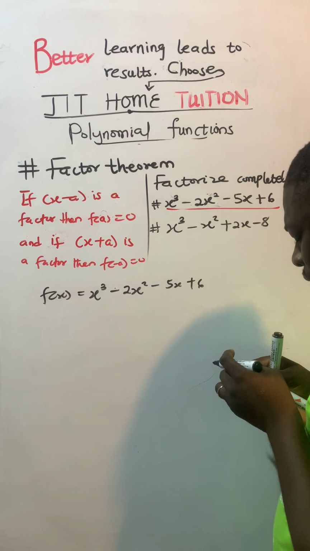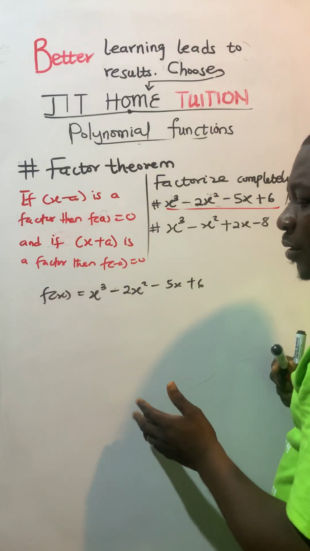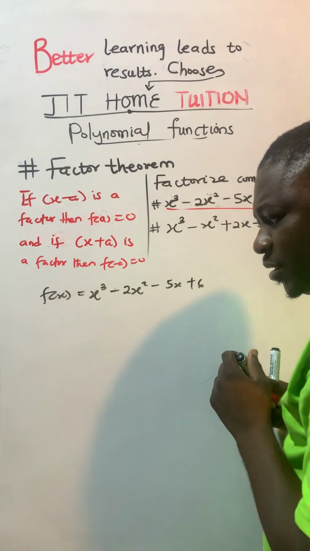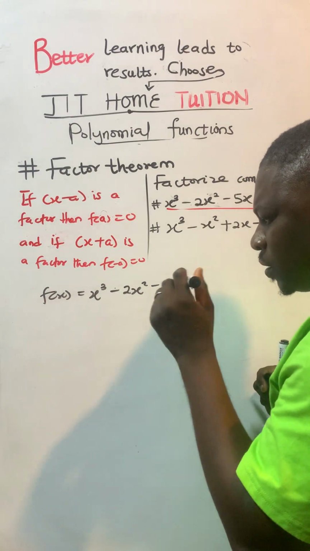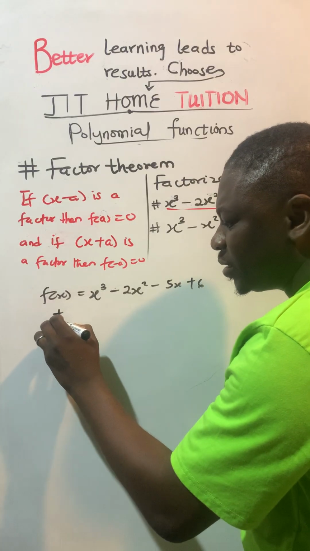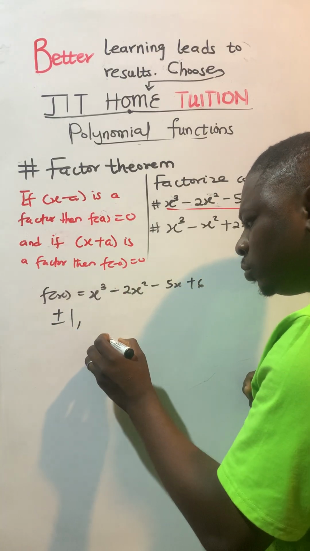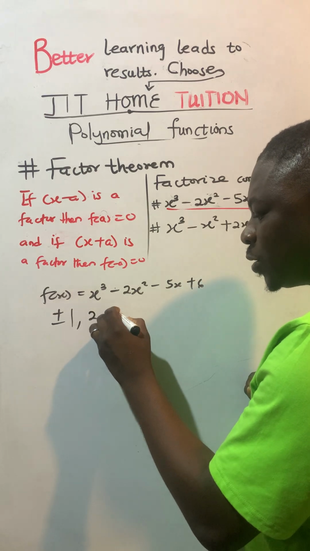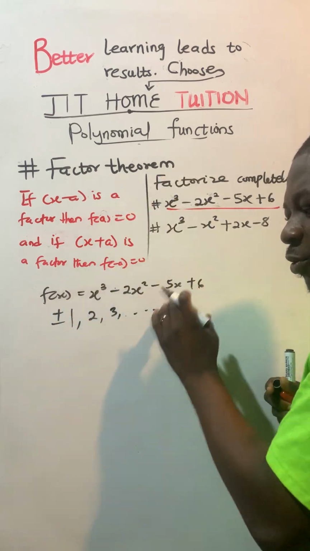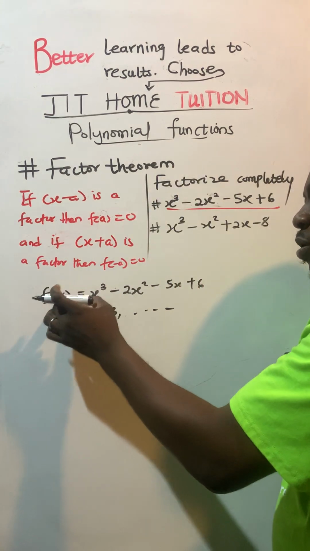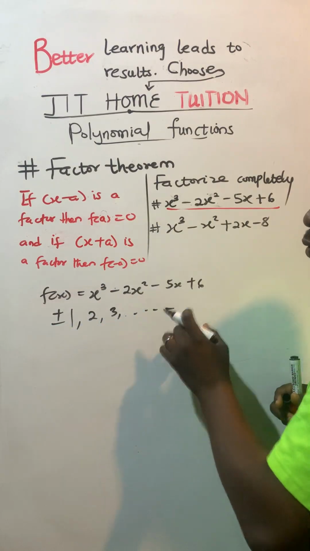All right. Now, because you're not given a factor, you are the one supposed to decide that, okay, so here you're going to start with either positive 1 or negative 1. Then, if it doesn't work, you move on to 2. If it doesn't work, you move on to 3. You do it till you get the one that will make the function equal to 0.